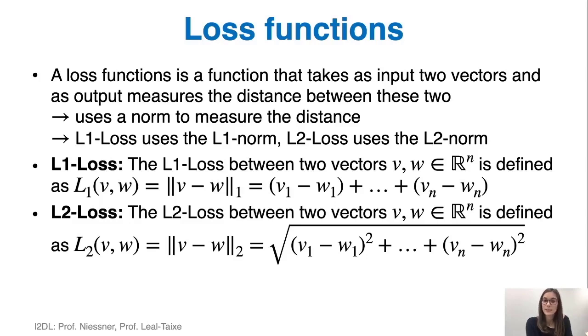The same idea, we can also use it for the L2 norm, for the Euclidean norm. So here again, we have these 2 vectors, v and w. And then we define the L2 loss as L2 of v and w, where we now take the L2 norm of the vector v minus w. So again, the same concept, but now we take another measurement, namely our L2 norm instead of our L1 norm.